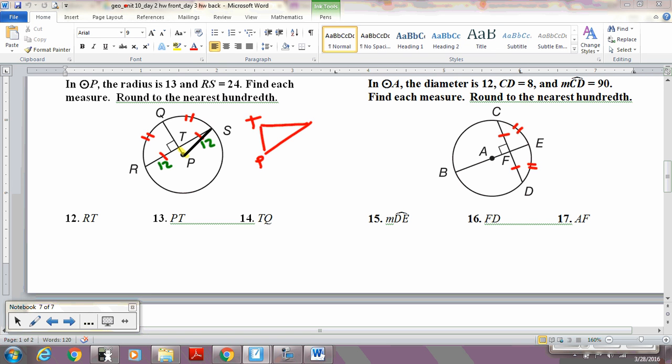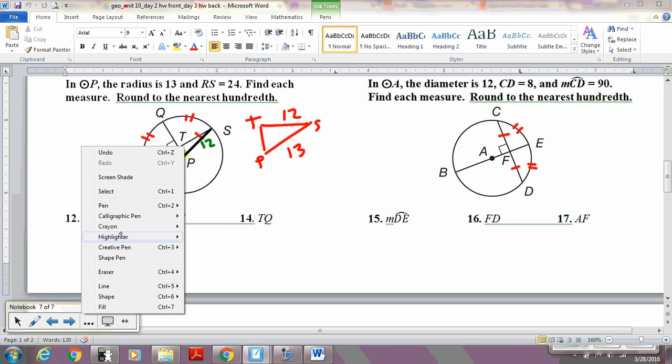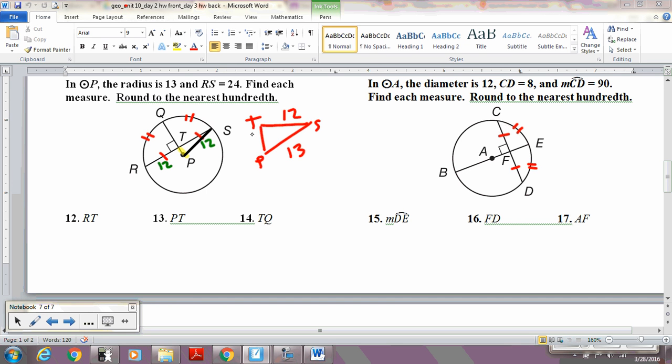P, T, S. TS is 12 because that's part of RS. PS represents the radius, so that's 13. So PT is what we're looking for. So we use Pythagorean's theorem to find side B. And I told you the shortcut that B is equal to the square root of C squared minus A squared. So that's going to give you 5 if done correctly. So PT is 5.